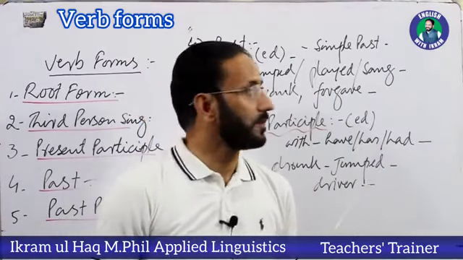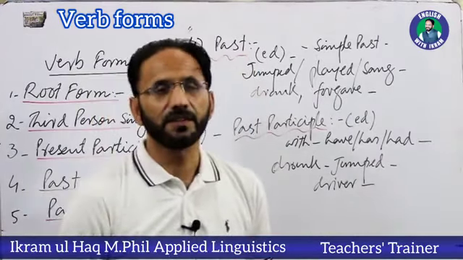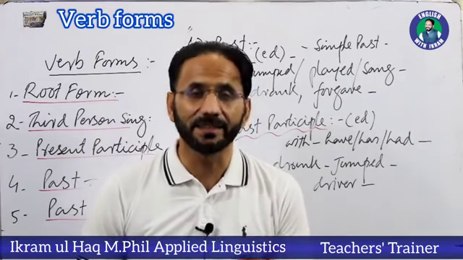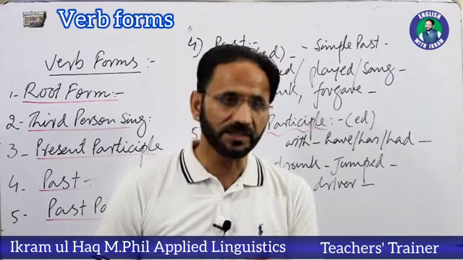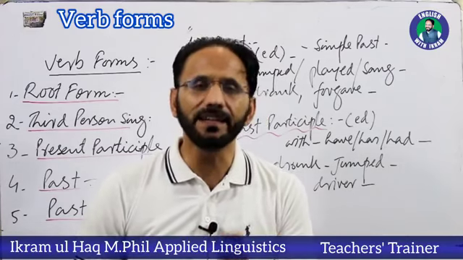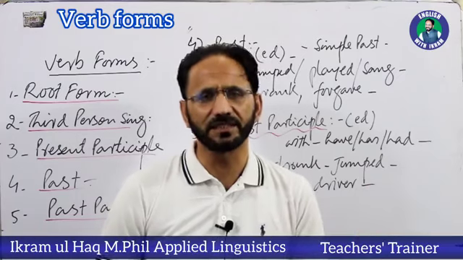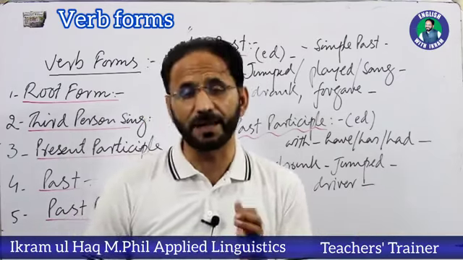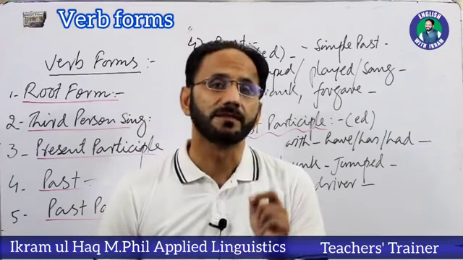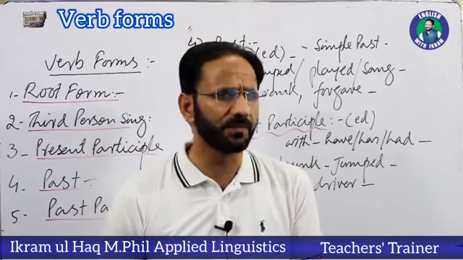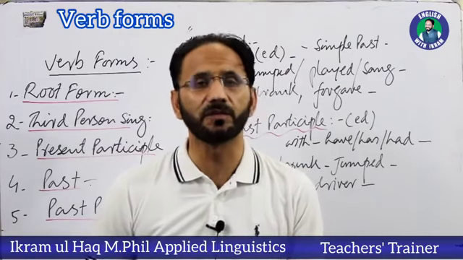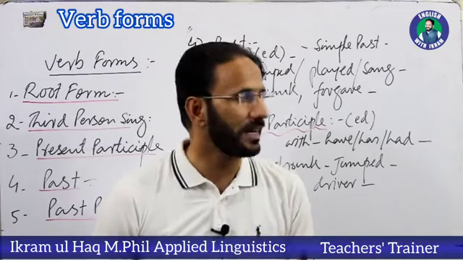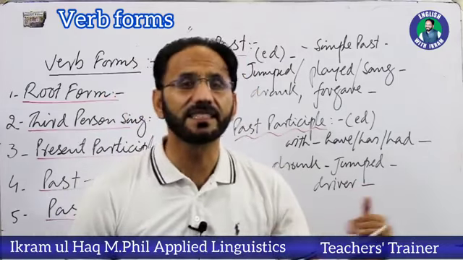Then the next form of the verb is past. We normally make past form of the verb by adding ed. In regular verbs, we make past form of the verb by adding ed. There are different processes of formation of past tense, but in most of the cases, especially in regular verbs, we form past tense by just adding ed, and we use past form of the verb in simple past tense, or you can say in past indefinite. For example, jumped, kicked.